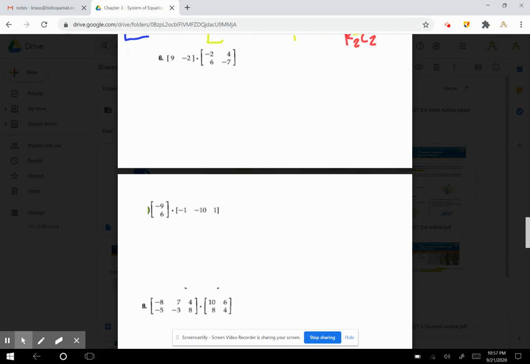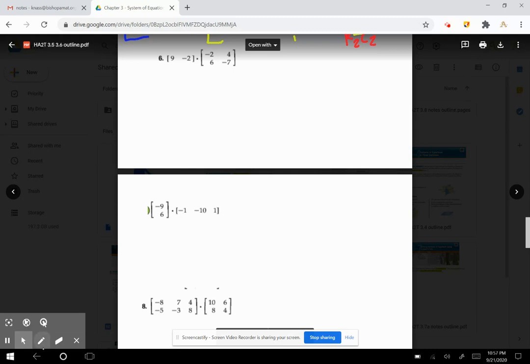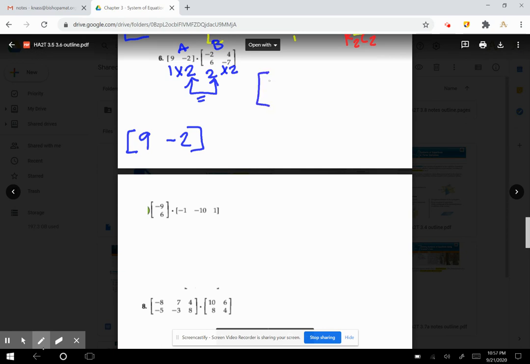Okay, let's look at one like number 6. That might be a little bit different, right? So could we multiply these together? Remember, that's always the first thing you need to check. So for number 6, there's 1 row by 2 columns. And the right side, matrix B, is a 2 by 2. So because these are equal, yes, we can multiply them together. So let's create that matrix, 9 and -2. And then up here on top, -2, 6, 4, and -7.